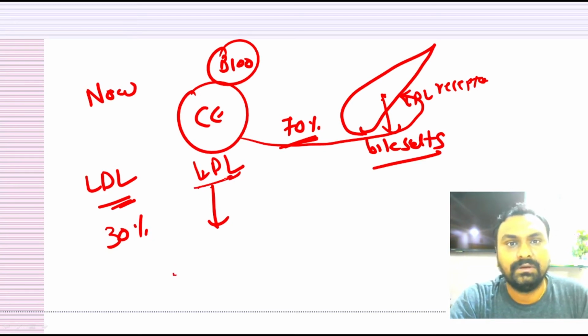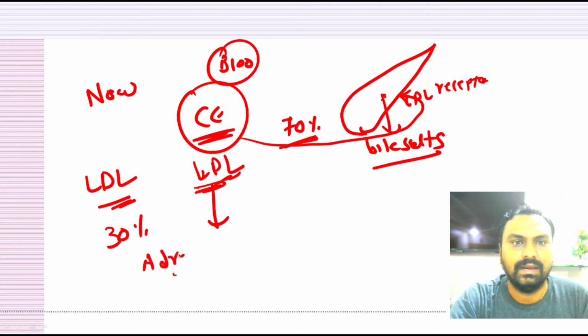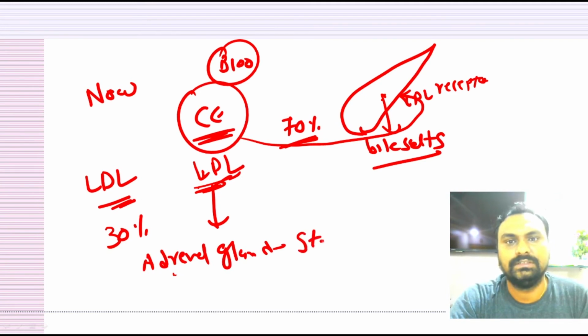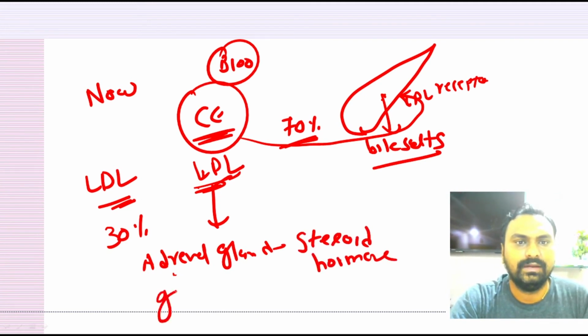But which are the peripheral tissues that require cholesterol? So one is the adrenal gland, which requires cholesterol for the synthesis of steroid hormones. Okay. One is gonads.